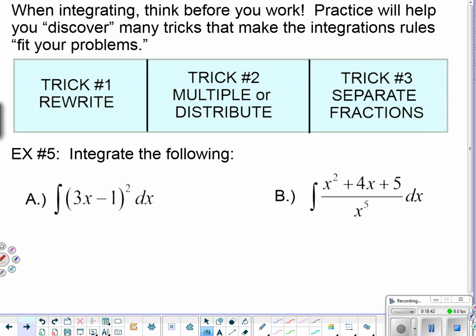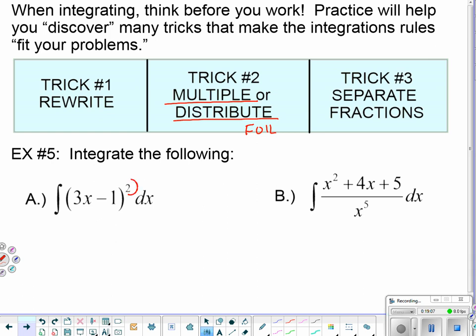There are a few more tricks that will help you as you integrate. Trick number 1 is rewriting, which we just practiced a little bit. Trick number 2 might be to multiply things out or distribute. Sometimes that might involve FOILing: first times first, outer times outer, inner times inner, that sort of idea. Sometimes you might want to separate the fraction. So just a few hints.